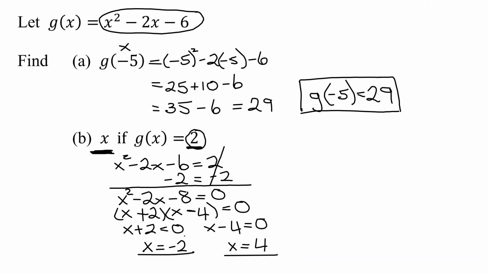So what values of x make g of x equal to 2? X equals negative 2 and x equals positive 4. So there are 2 solutions to part B. And you can check them by substituting negative 2 into this expression, and its value should be 2. Repeat the process when x equals 4.